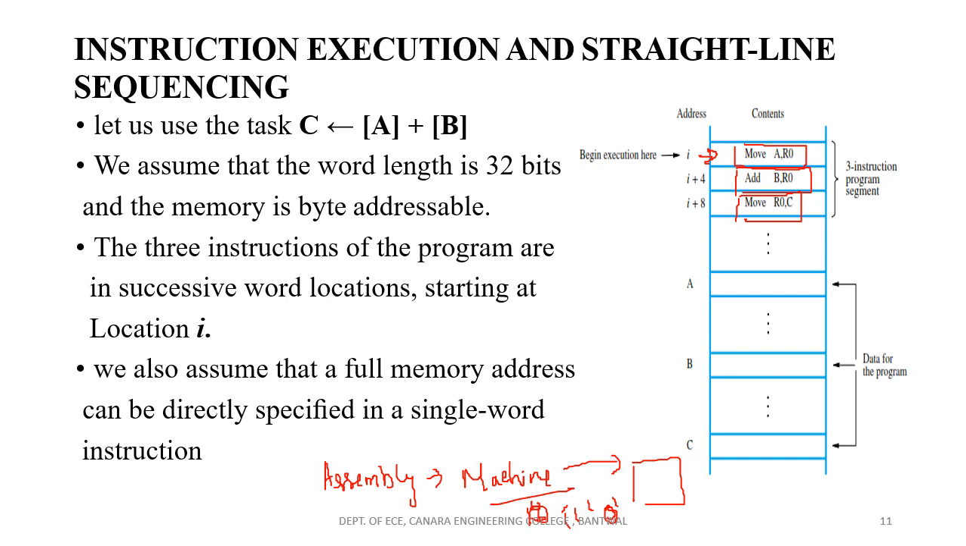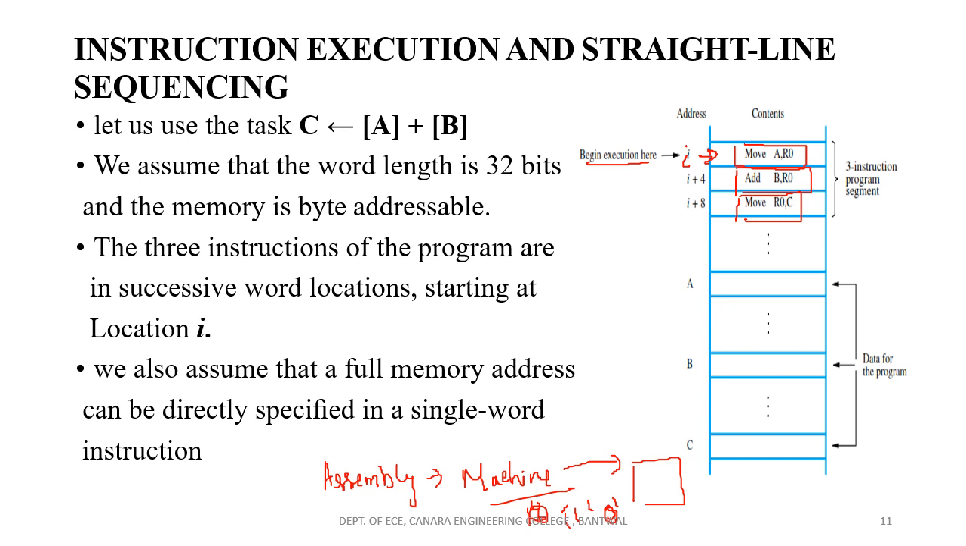That is called assembling. After assembling, you will get a binary code. The binary code will be loaded into a memory. During the execution phase, the code that is present in memory location I, which is the starting address, will be executed.